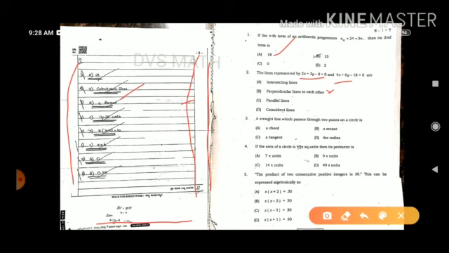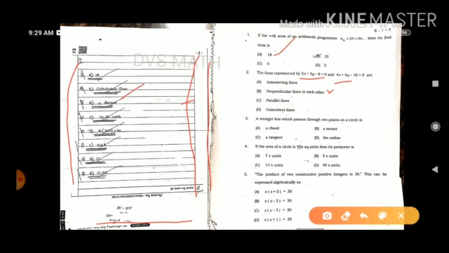And clearly mention the first main, and mention all the questions correctly. Please write the question number correctly. Next, come to the third question. A straight line which passes through 2 points on a circle is a, they are saying, straight line.